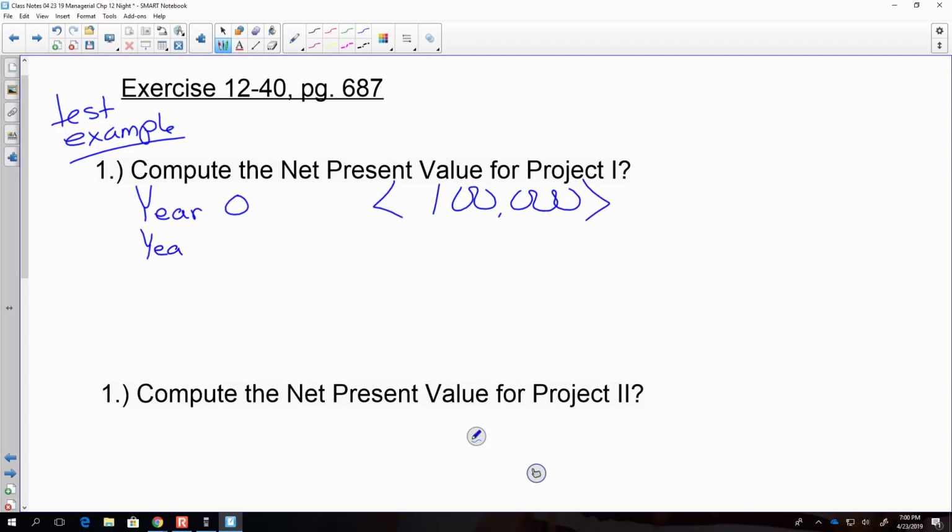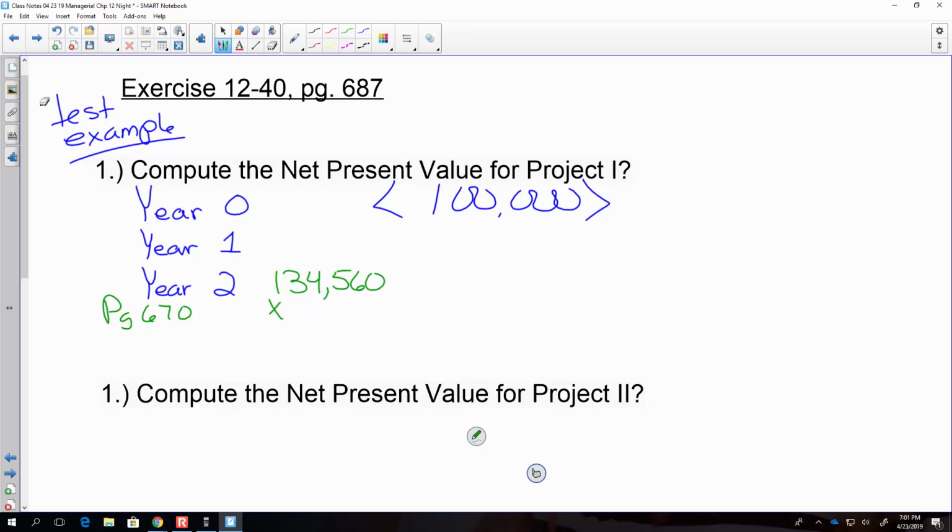Year 1, did anything happen? No. Year 2, how much did I get? 134,560, right? But I have to discount this to today's dollars. So what number do I multiply by? Or which table do I use? Which table, 670 or 671? 670, right? So page 670, the present value of $1.